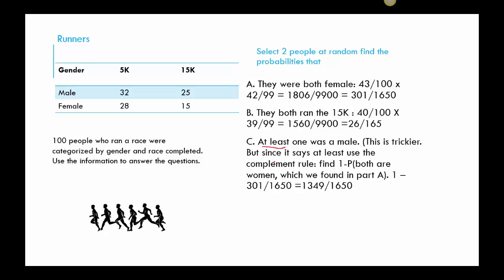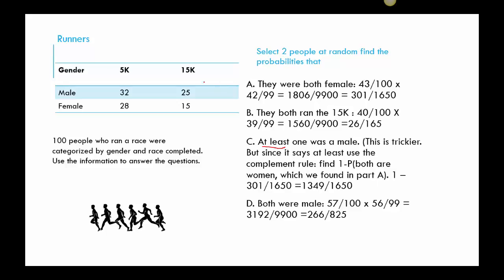Part C, here's that at least I keep talking about. Trickier. Since it says at least, I use the complement rule. So I do 1 minus the probability both are women, which again we did in part A, so usually I'm asking you these things that are kind of lumped up together. So I go back to 1 minus the 301 over 1650 I had at the beginning, which gives me 1,349 over 1,650.